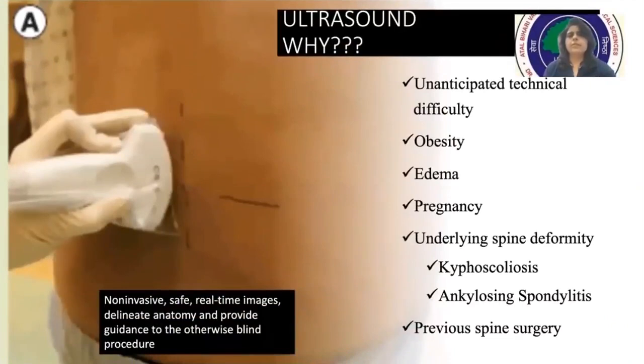There are cases when we face unanticipated technical difficulty: obese patient, edematous patient, a pregnant lady, or the patient with underlying spine deformity like kyphoscoliosis and ankylosing spondylitis, and patient who underwent previous spine surgery. In such scenarios, this ultrasound, which is very safe to use, helps us to delineate the difficult anatomy with ease, and the number of attempts can be reduced with high success rate.